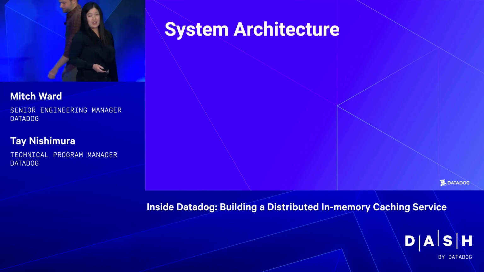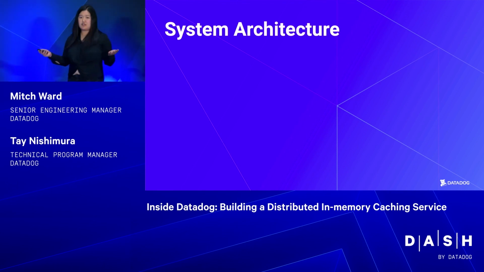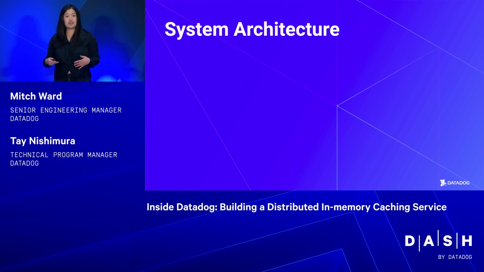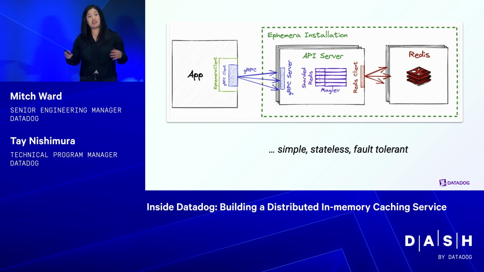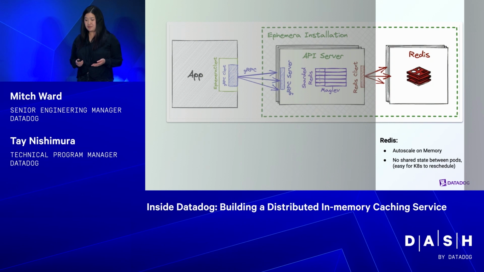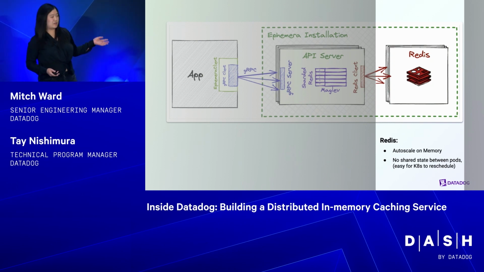Awesome. So now that we know what Ephemera offers, let's take a peek underneath the hood to see how it's done. This is what we call an Ephemera installation. It's a fully managed cache deployment. And we designed it, as Mitch said, to be simple, stateless, and fault tolerant. So let's get started from the right side, which is where our actual Redis pods are. This can auto scale on memory, and by default, we'll give you 2. That's so if we lose one, we're fine.